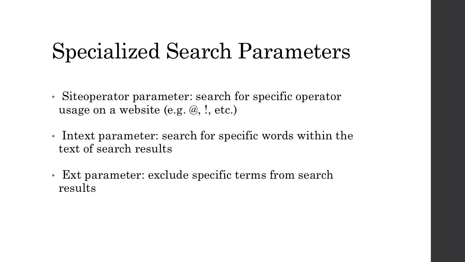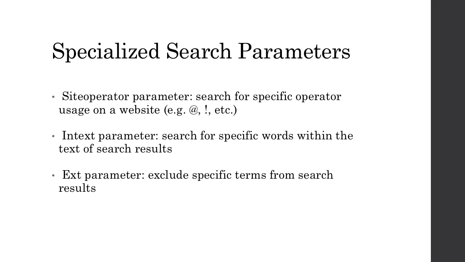Specialized search parameters. You can use these parameters to narrow down your Google search results. Site operator: look for specific operator usage on a website, e.g., searching for @example will show you how Twitter uses the @ symbol. In text: search for specific words within the text of search results, not just in the title or description. Ext: exclude specific terms from your search results.